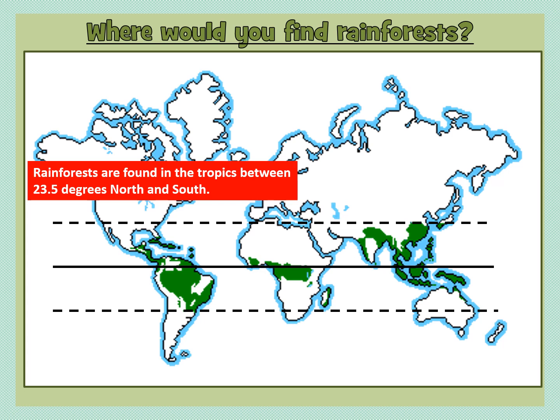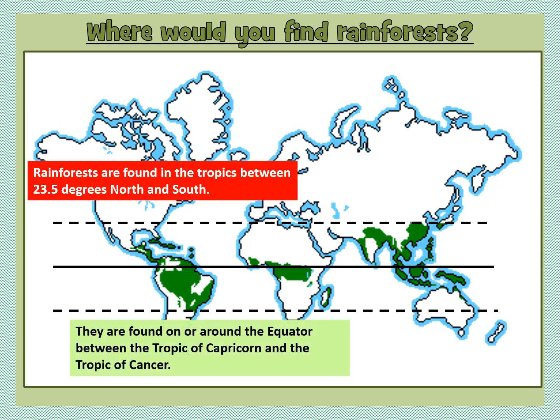23.5 degrees north and south of the equator. So we find that between the tropics, those two dotted lines, and the equator, which is the solid line. We only find them in these places. We don't find them anywhere else because they have to have such specific temperature, rainfall, sunshine. So they are found on or around the equator and between the Tropic of Capricorn and the Tropic of Cancer.